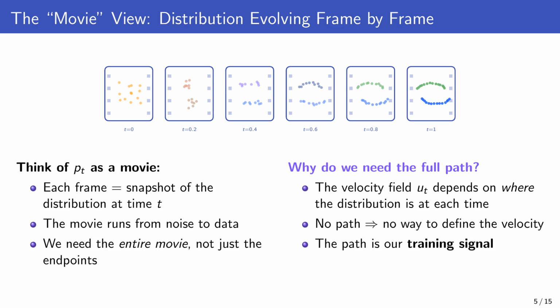The question now becomes, how do we construct this movie? How do we choose a good probability path? That is what the rest of this lecture addresses.